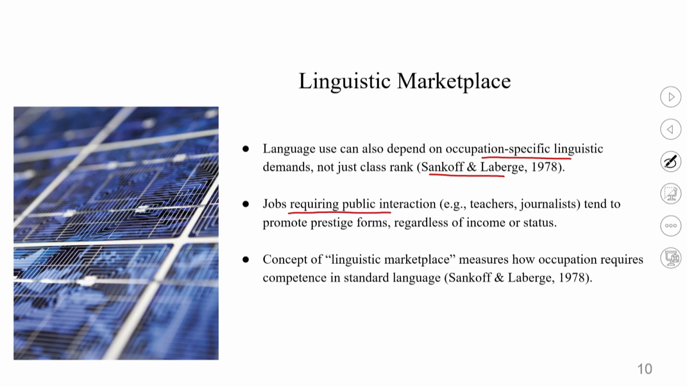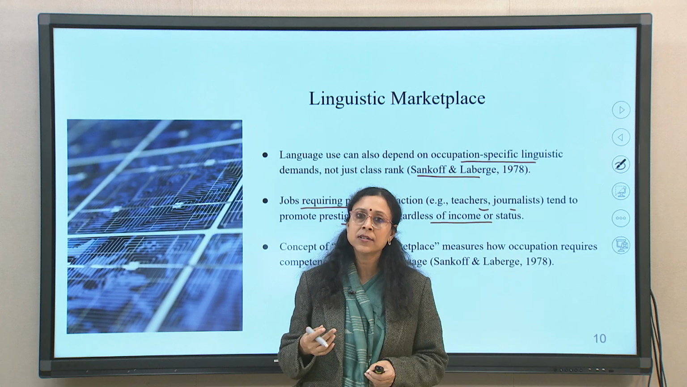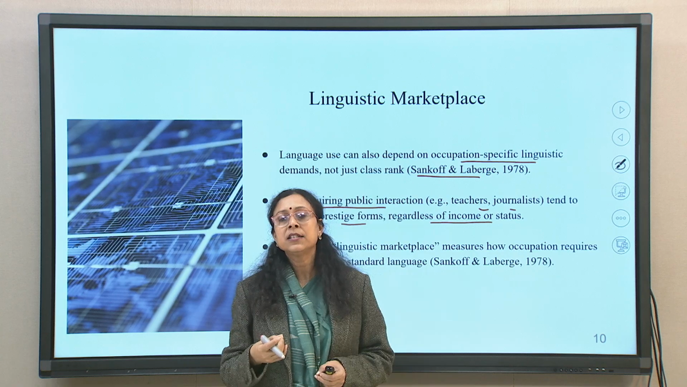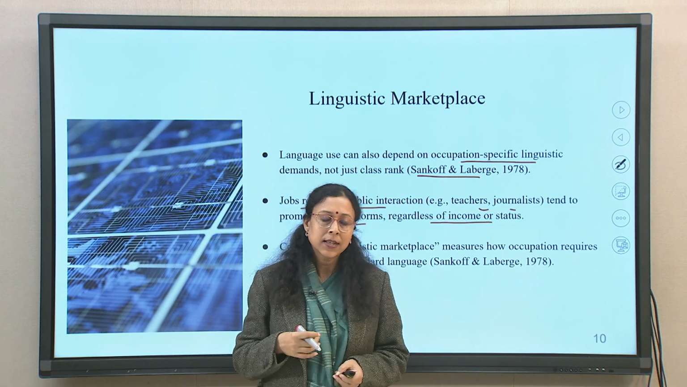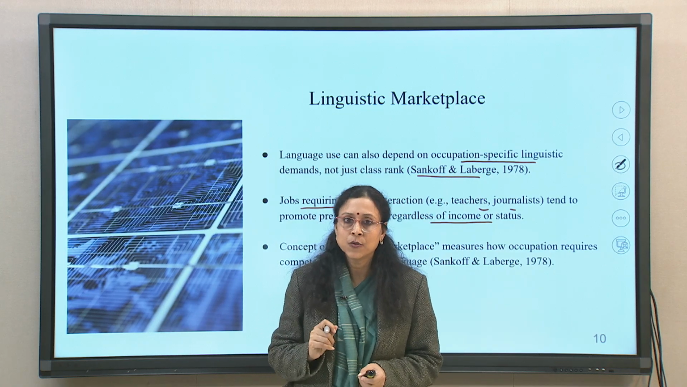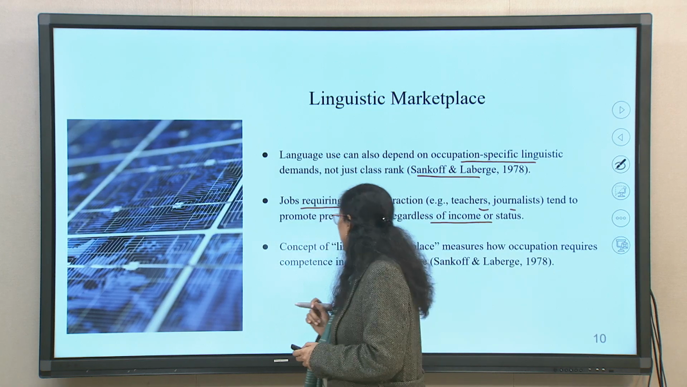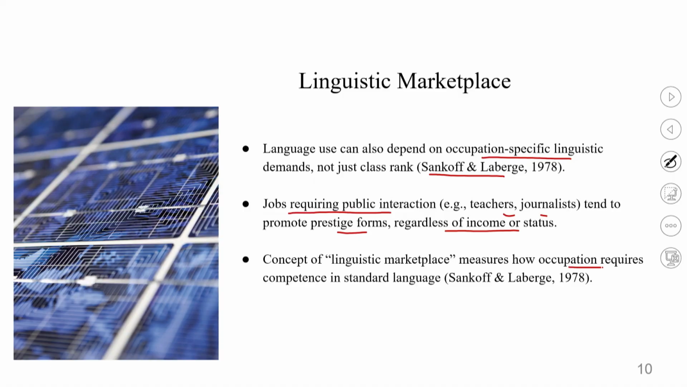So, jobs requiring public interaction like teachers, journalists tend to promote prestige forms regardless of income or status. So, depending on what you do, what kind of job you have will also have an impact on the way language is used. So, certain professions automatically encourage use of more formal or more prestige forms as opposed to the others, and income has nothing to do here. So, this concept measures how occupation requires competence in standard language.